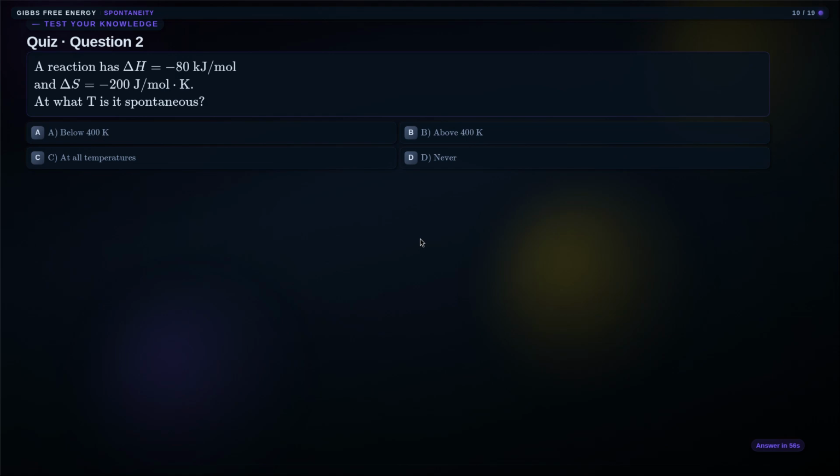Quiz question 2. A reaction has delta H equals negative 80 kilojoules per mole and delta S equals negative 200 joules per mole Kelvin. At what temperature is it spontaneous? Option A, below 400 Kelvin. Option B, above 400 Kelvin. Option C, at all temperatures. Option D, never. Use the crossover temperature formula to determine the correct range.